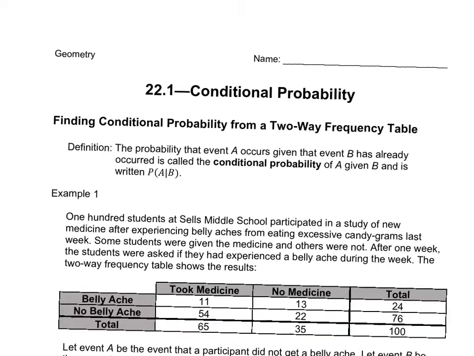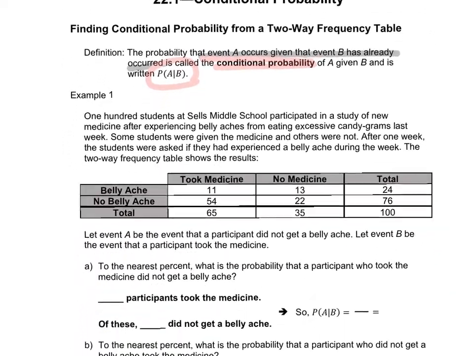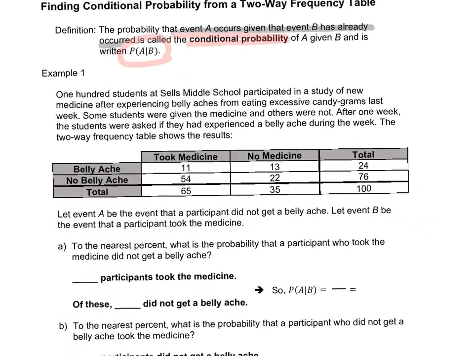There's some terminology here. The probability that an event A occurs given that B has already occurred is called conditional probability. The notation's right here. There's that vertical line, and the way you read that is the probability of A occurring given B. So the vertical line means given. It means that you're looking at just the sample space of B and looking where A occurs within that space. So with that in mind, let's take a look at this experiment conducted at Sells Middle School.